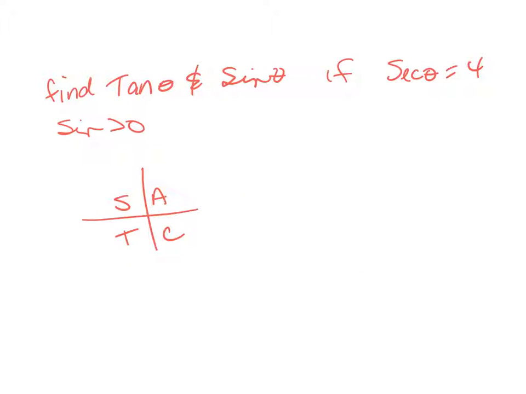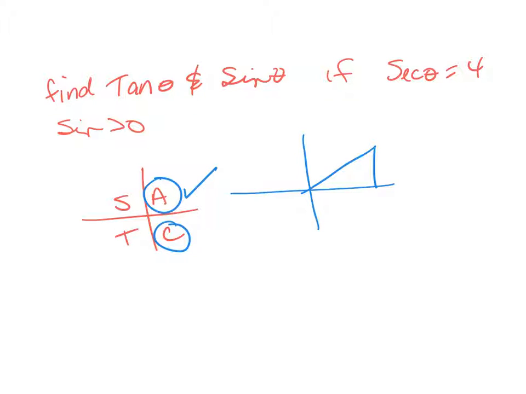So if I look at all students take calculus, where is secant positive? Secant's positive where cosine is positive. So that's going to be here or here. And in which one of these places is the sine positive? Top left. No, that one, the top right. Yeah, that one. Top left is out because you're only dealing with the ones where the secant is positive, okay? So we draw our picture here.